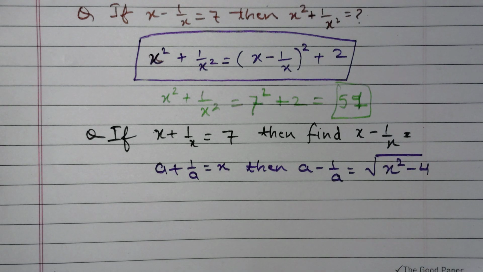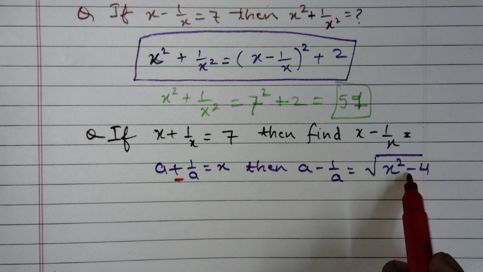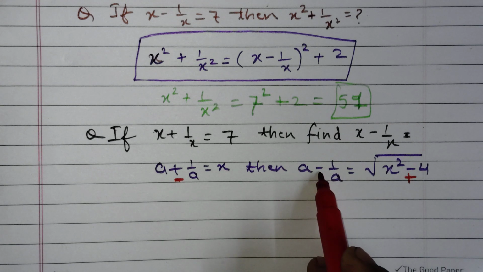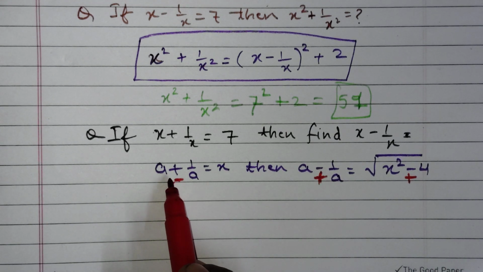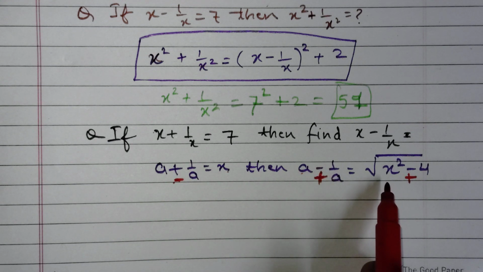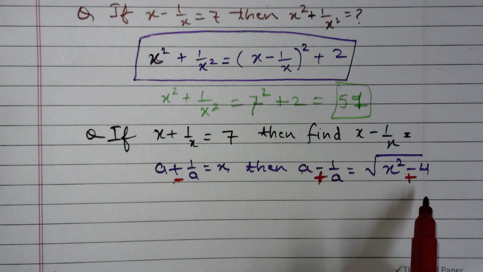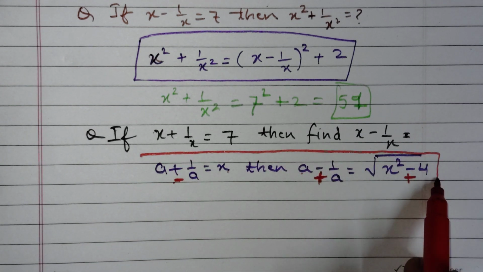For the other sign, if there is minus here, then the sign of 4 will be plus. If a minus 1 upon a is equal to x, then a plus 1 upon a is equal to square root of x square plus 4. This is the important formula.